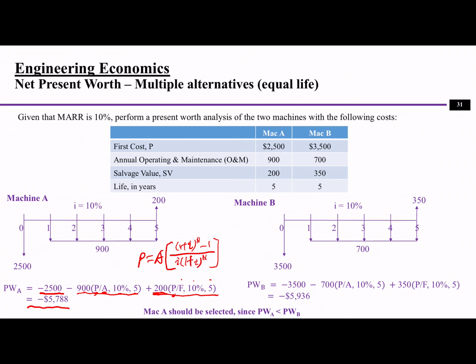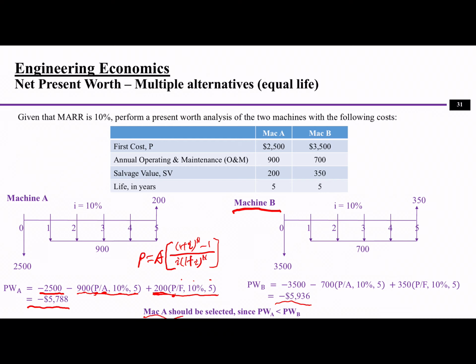In this case, you can either use Excel or use the equations to calculate. Eventually the value we get is negative 5,788 for machine A. You can use the same way to calculate machine B, and the value is negative 5,936. Now you can compare the two.